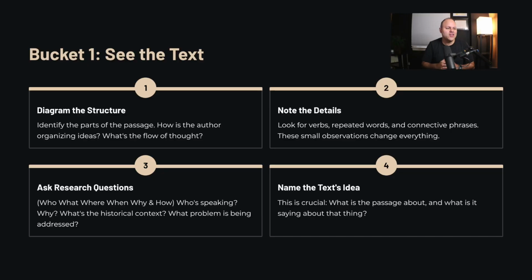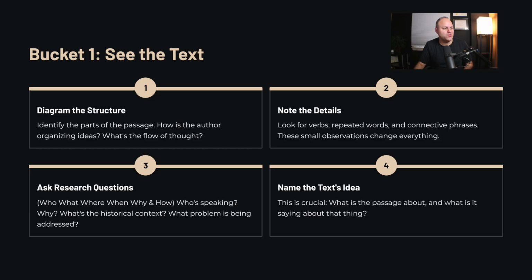So you want to start asking those research questions and try to really exhaust the questions that you ask, right? Keep on asking more questions. Even ask yourself, what questions should I be asking that I'm not asking right now, right? So dig deep there. Then on number four, you want to name the text idea. Finally, I would say you want to get to a phrase where you say, well, this is the main idea of this passage. And what I do sometimes is I'll even go as far as saying, well, let me just get that one word that really encapsulates the text idea.